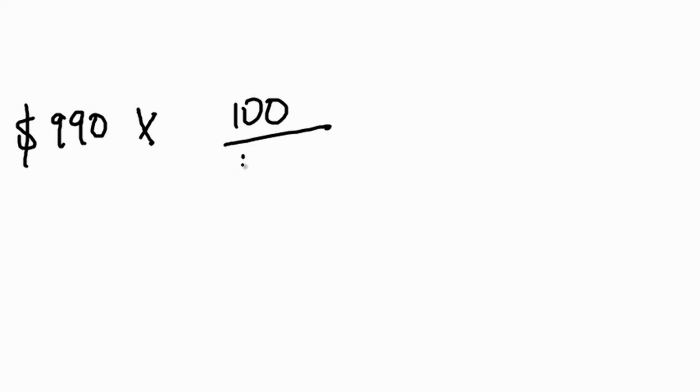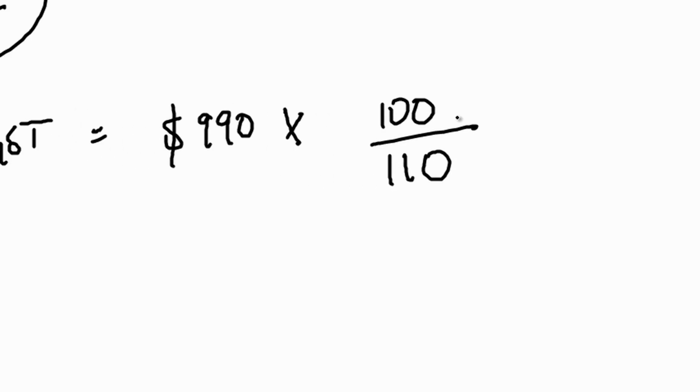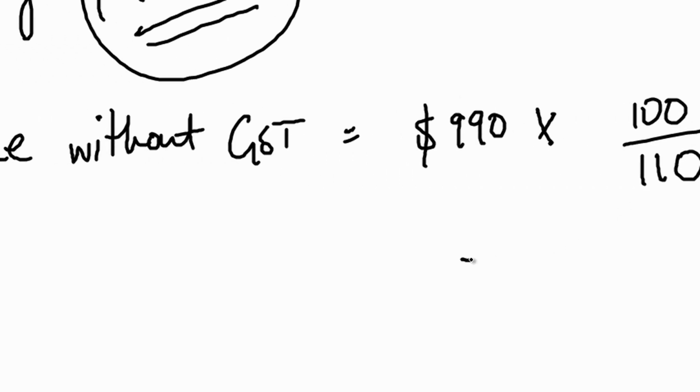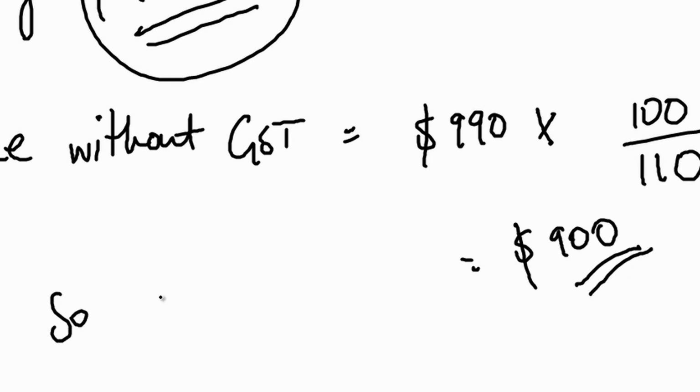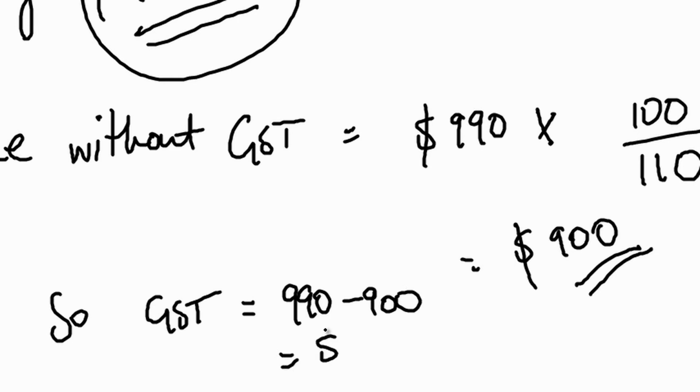So what we do is we get our $990, we times it by 100, because that's the 100%, divided by, and now in total we've got 110%, the 100 original plus the 10% for the GST. And when we work that out, we get $900. So the GST, we just subtract the two. 990 is what we sold it for, that included the GST, minus $900 without the GST. So $90 is the GST.